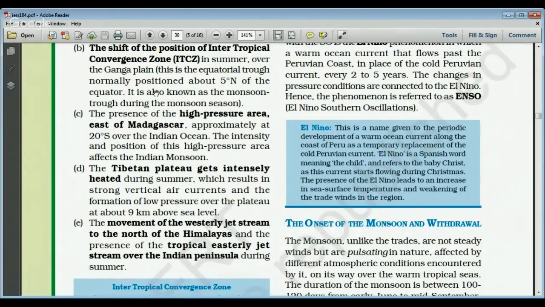And El Nino is actually a Spanish word. It means the child, and refers to the baby Christ, as this current starts flowing during Christmas. In Australia, Christmas is celebrated in the summer month. And the presence of El Nino leads to an increase in the sea surface temperature and weakening of the trade winds in the region.